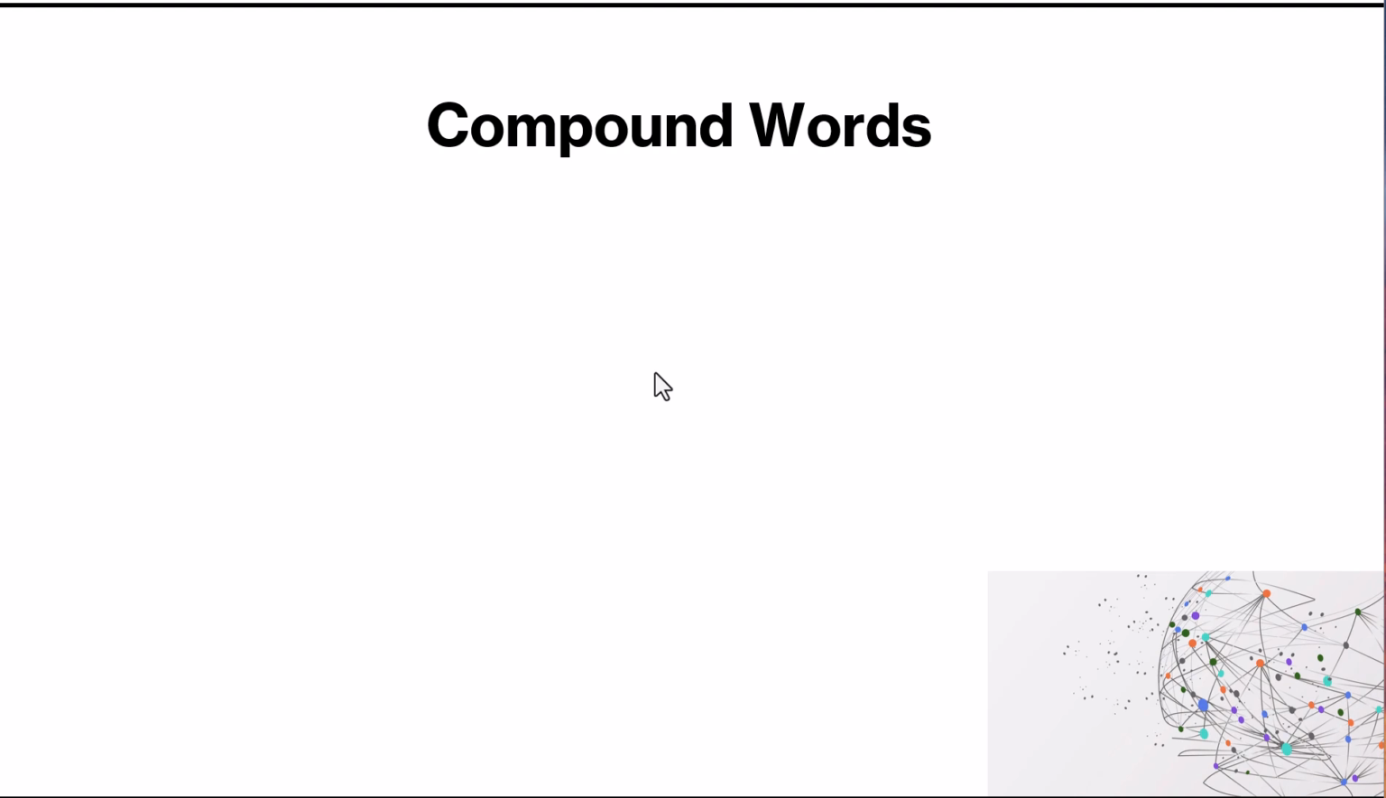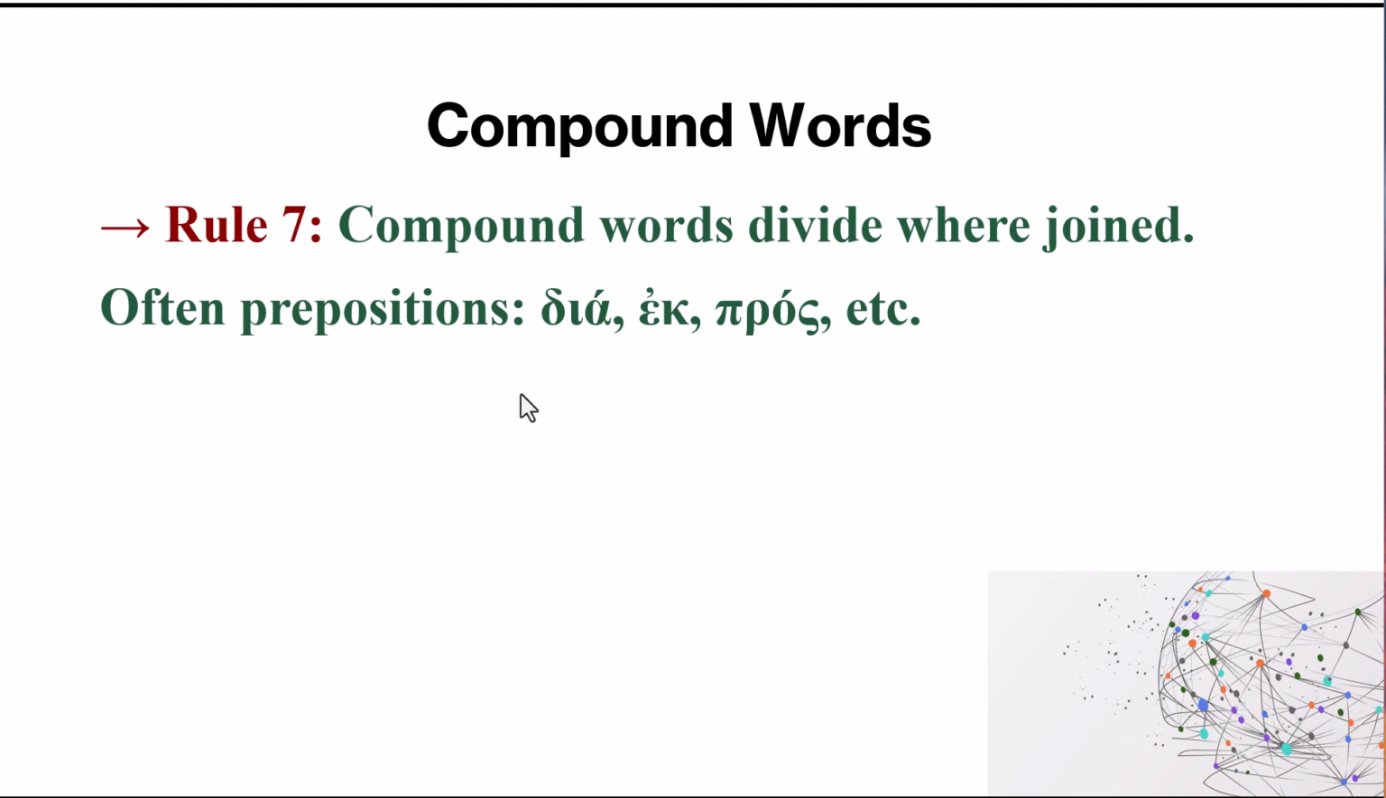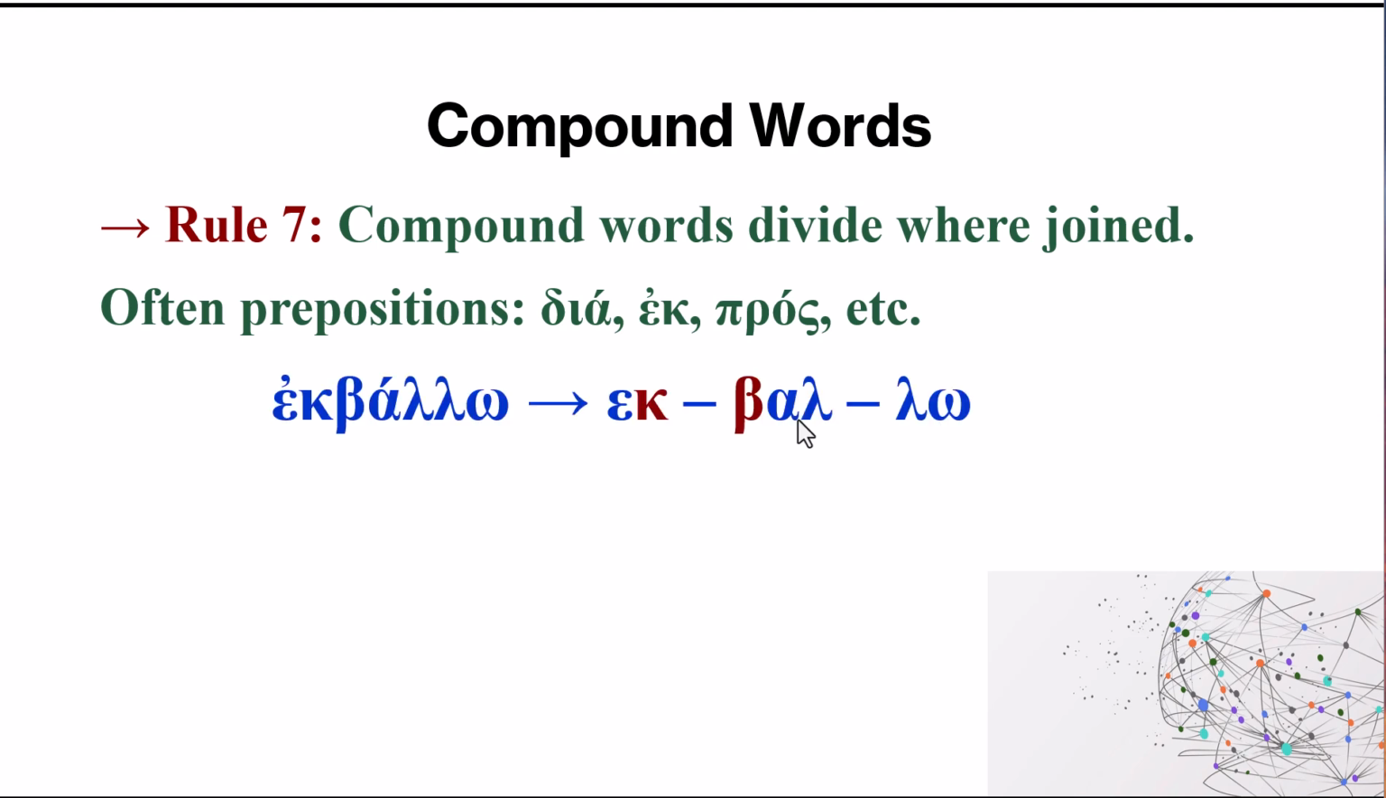Finally, our last rule deals with compound words. So Rule 7 says that compound words divide where joined. A compound word is where two simple Greek words have been combined together. Often prepositions combine with other words like diatasso, to arrange or order, ekparuomai, to go out, prosphero, to carry to. There's many of these. So the rule is that the syllable will split at the joint of the compound. So here we have ekbalo. This is ek, and then that's attached to balo, to throw. So ekbalo, to throw out.